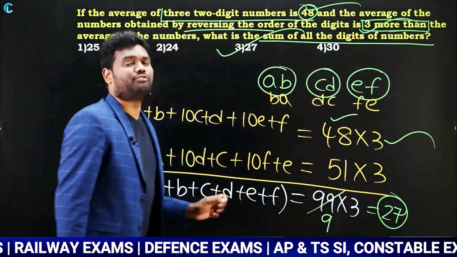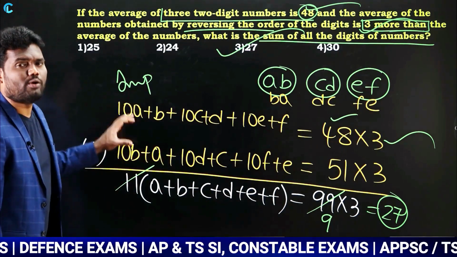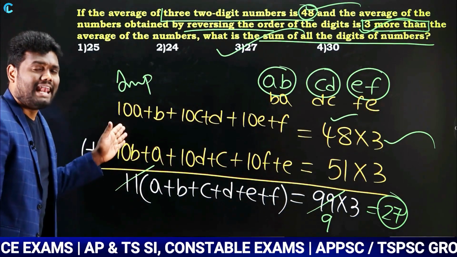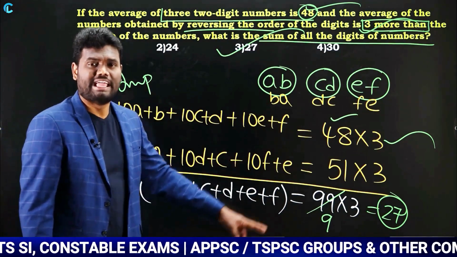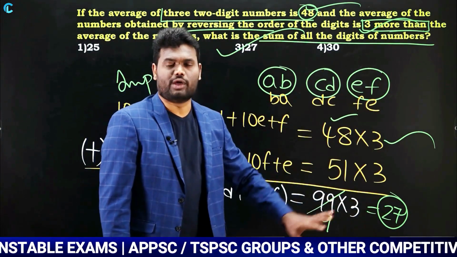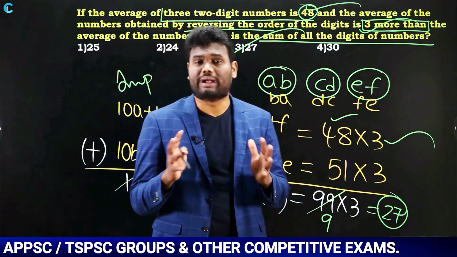Now he is asking the sum of these digits. As he is asking the sum of these digits, add these two equations. When you add these two equations, it will be 11 times A plus B plus C plus D plus E plus F is equal to 99 into 3. When you simplify this one, you are going to get the sum of all the digits as 27.